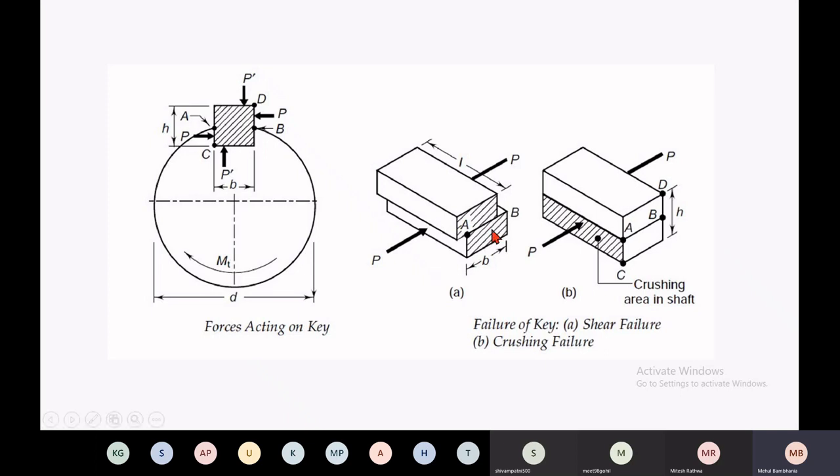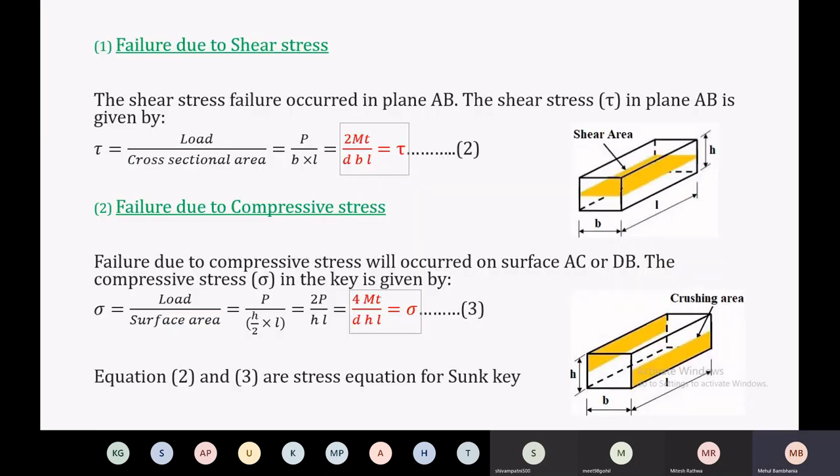The shear stress is basically generated in the shear plane. Now I will show you where exactly the shear plane will be, and this crushing stress will be acting on this dashed area. I will also show you where exactly the crushing plane and where exactly the shear plane are. Now you need to understand two different types of phenomena are responsible for the failure of the rectangle key, and these two different forces are generally acting on two different planes. Which are the two different planes?